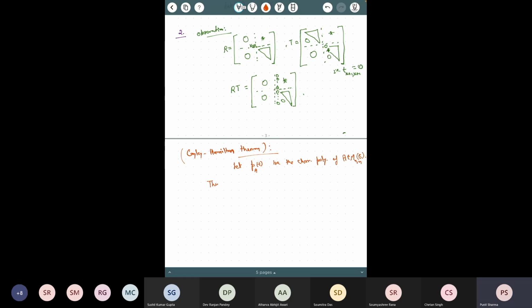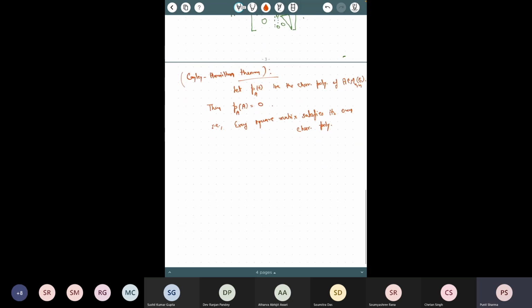Okay, so then PA of A equal to 0. That means every square matrix satisfies its characteristic polynomial. We will prove this result, but before this, you see the application or use of the Cayley-Hamilton theorem. So we'll come back to the proof, but assume that this result is true.